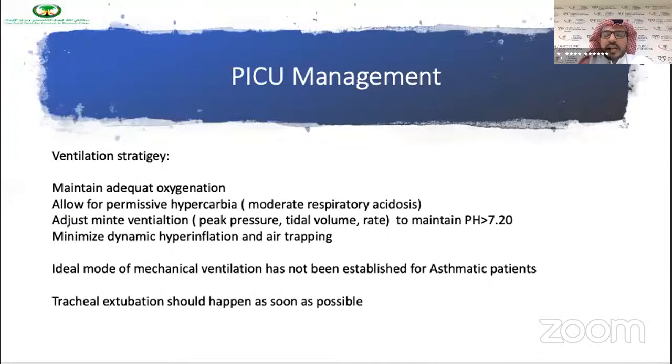Tracheal extubation actually should happen as soon as possible. There is no ideal mode of ventilation identified in asthmatic patients. As long as you are aware of the ventilation strategy in those patients, you can use whatever mode you prefer to work on. However, ventilatory asthma management is very dynamic, as the patient might have a mucus plug and then suddenly open. So you have to be very meticulous about it.